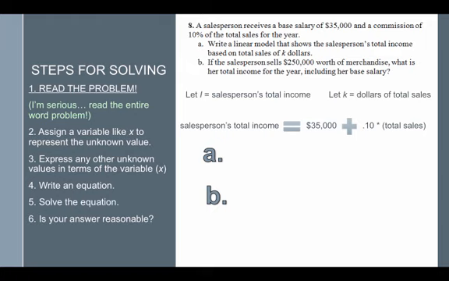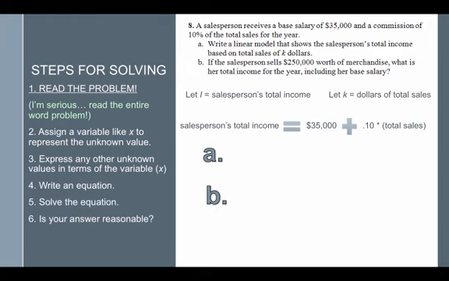Let's start over here with the example as we go through the steps. A salesperson receives a base salary of $35,000 and a commission of 10% of the total sales for the year. This is very realistic. This is what we see when we're in sales. Our first agenda here is to write a linear model that shows the salesperson's total income based on total sales of K dollars. No big deal that they're using the letter K. We could use K, we could use X, we could use any letter.